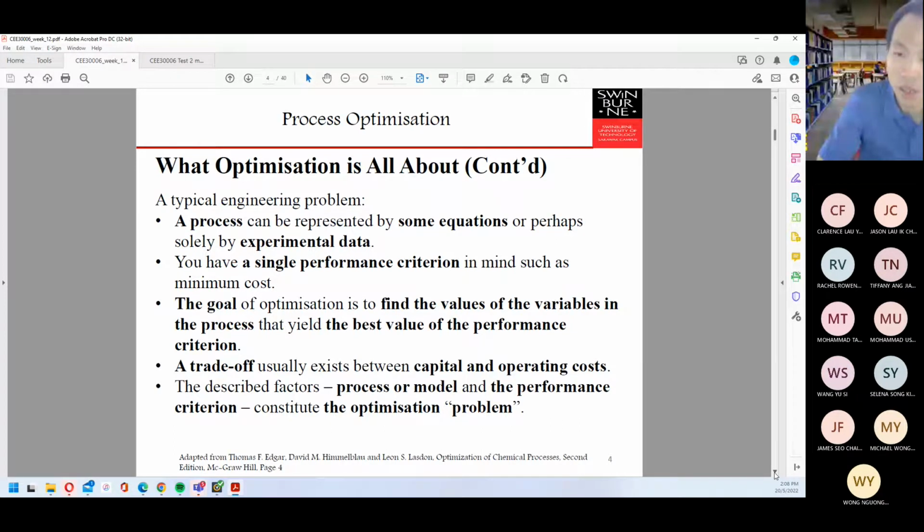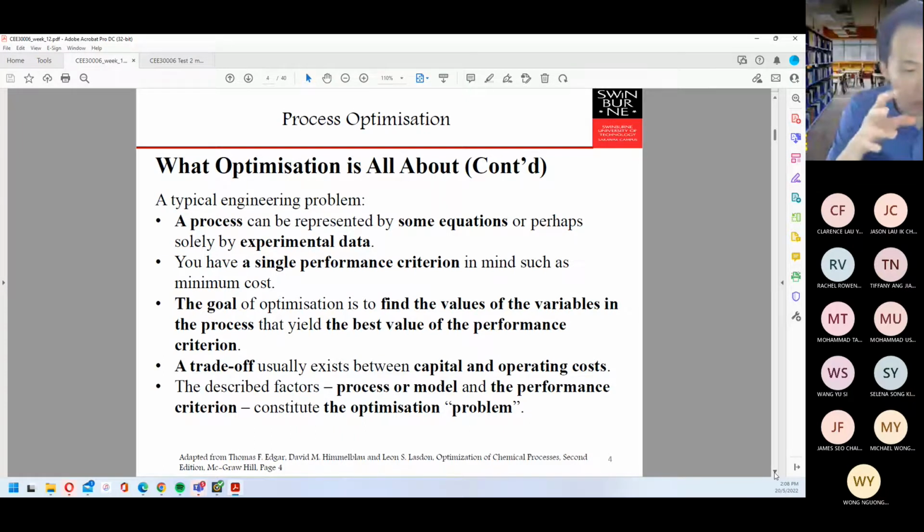The described factors in here are the process or model and the performance criterion. So the process itself, you make it into an equation. So that's why it's called modeling. And then whatever you want to optimize, let's say you want to optimize the costs associated with that particular process, you want to lower the cost. If that particular process is associated with something that comes with a cost, then you want to minimize the cost for the particular process.